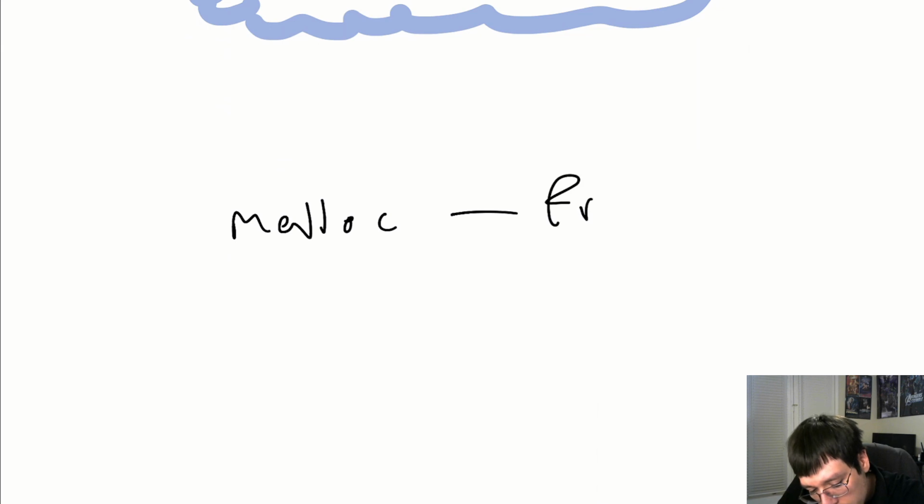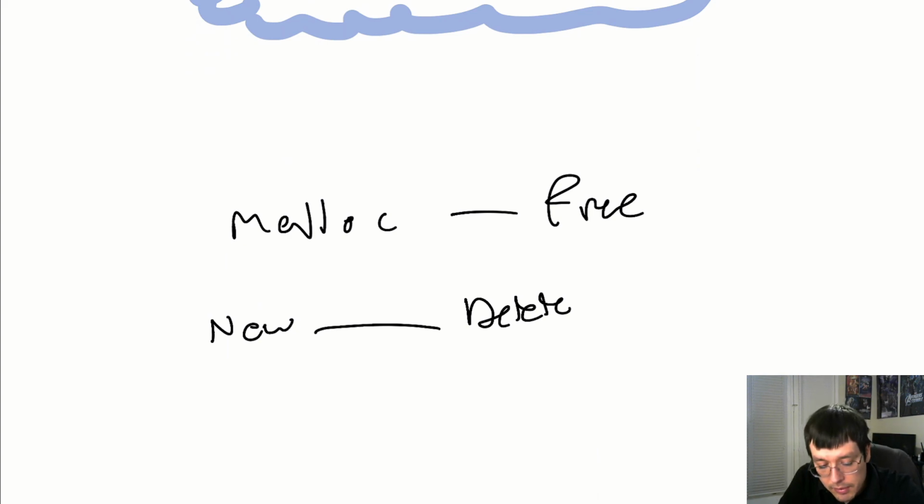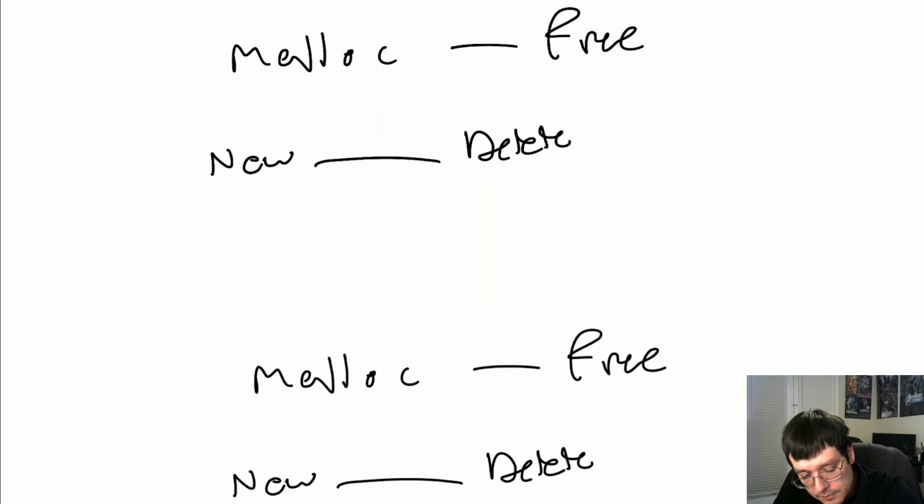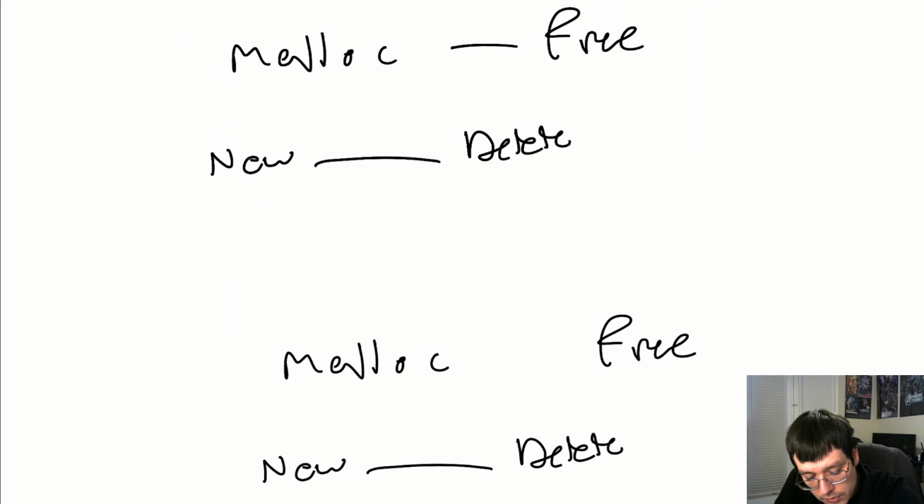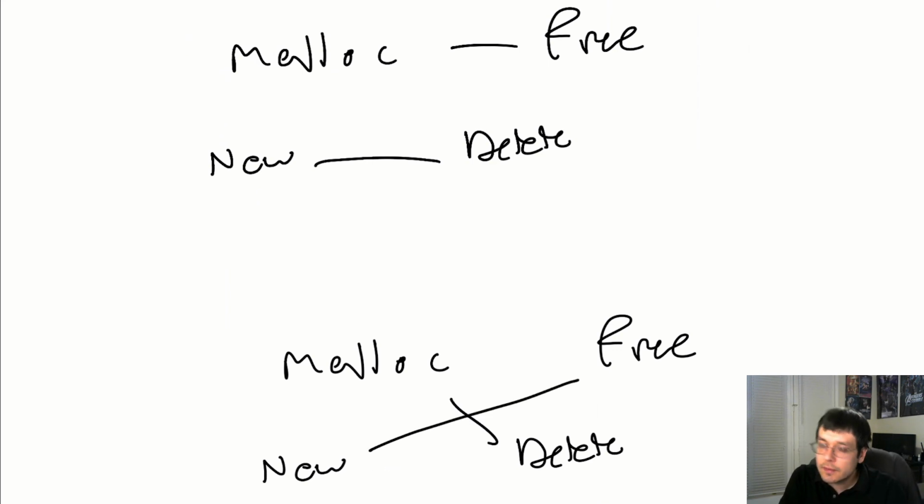Malloc and free, new and delete. Keep those connected. Never ever do something like this. Do not do this. Do not crisscross, okay? Don't allocate something with malloc and then deallocate it with delete, or allocate something with new and then deallocate it with free. You do that, some really nasty bugs are going to happen.